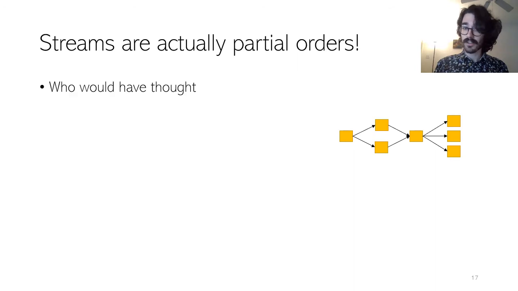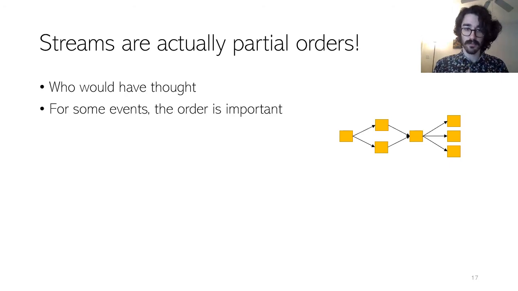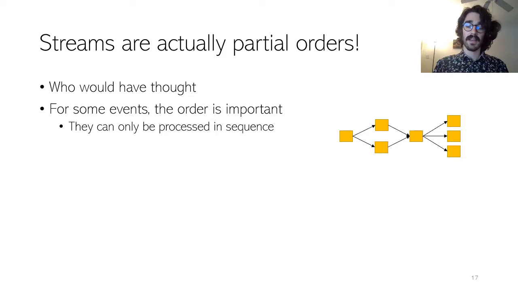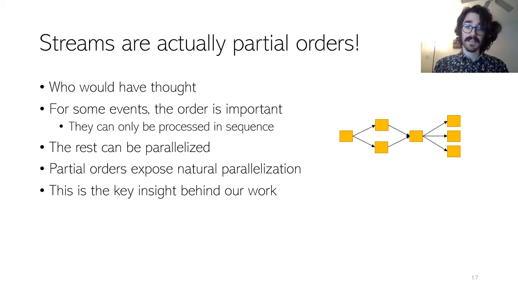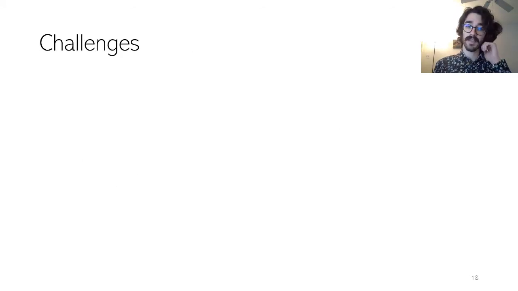Streams are actually partial orders. Who would have thought? Actually, you thought about it because I told you in the introduction of this talk. But yes, the point is that for some events in a stream, the order is important, and they need to be processed in sequence. For example, for the first three events in this graph, the first and the second need to be processed in order, while the rest can be parallelized. All of the events that do not have edges between them can be processed in parallel. So this partial order exposes natural parallelization, and as I said, this is the key insight behind our work.